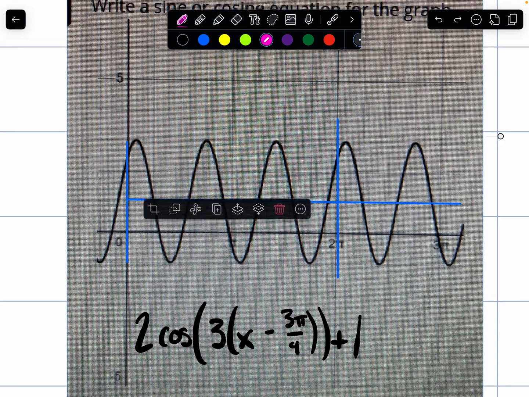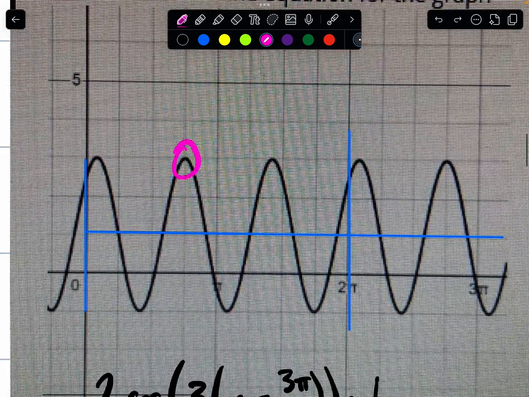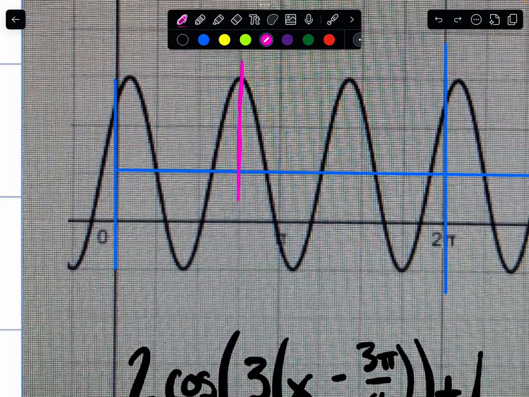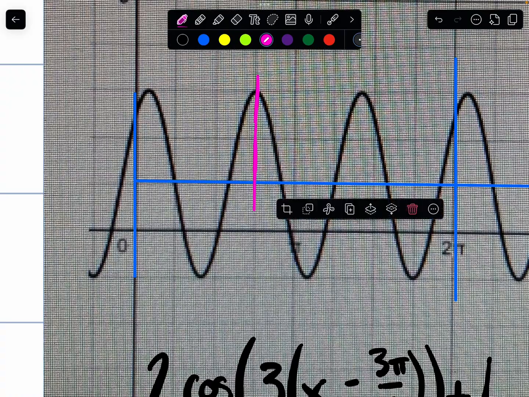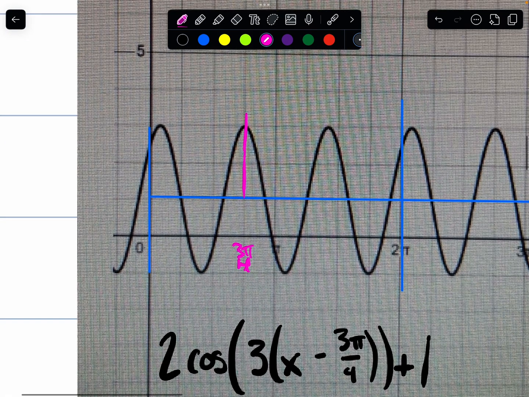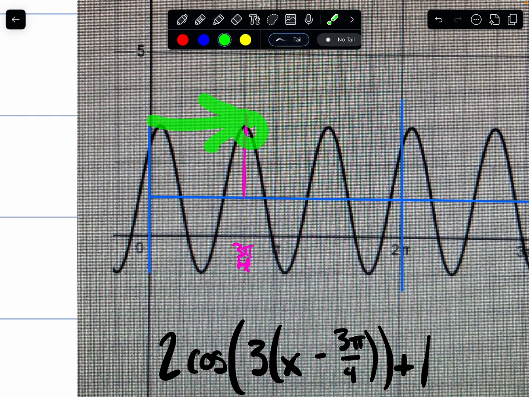Sorry. What I looked at here with this point is that I know it crosses exactly through this plane, that line right there. And because of your axes here, I know that this is 3 pi over 4. So I moved my starting point for cosine, which is up top, to the right 3 pi over 4.